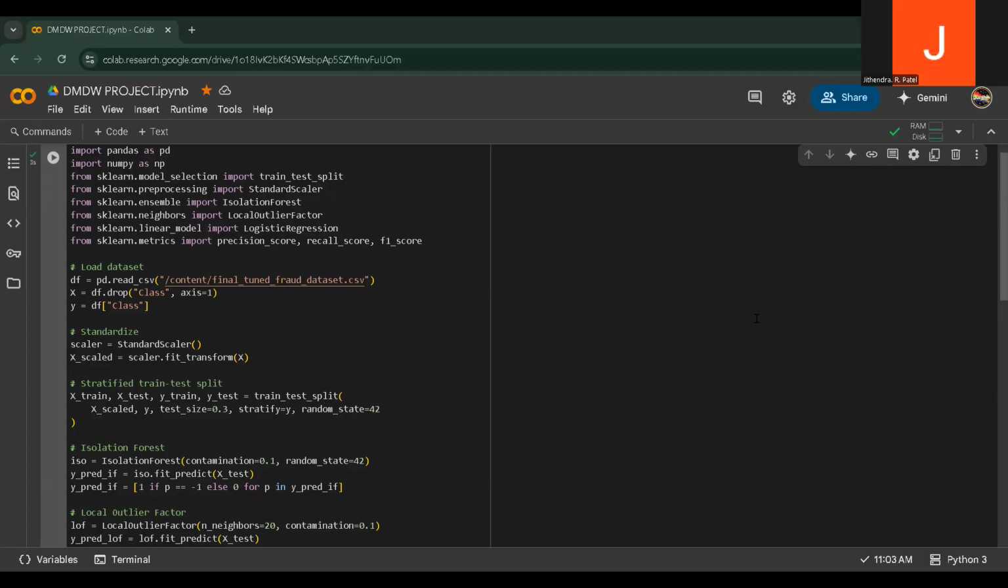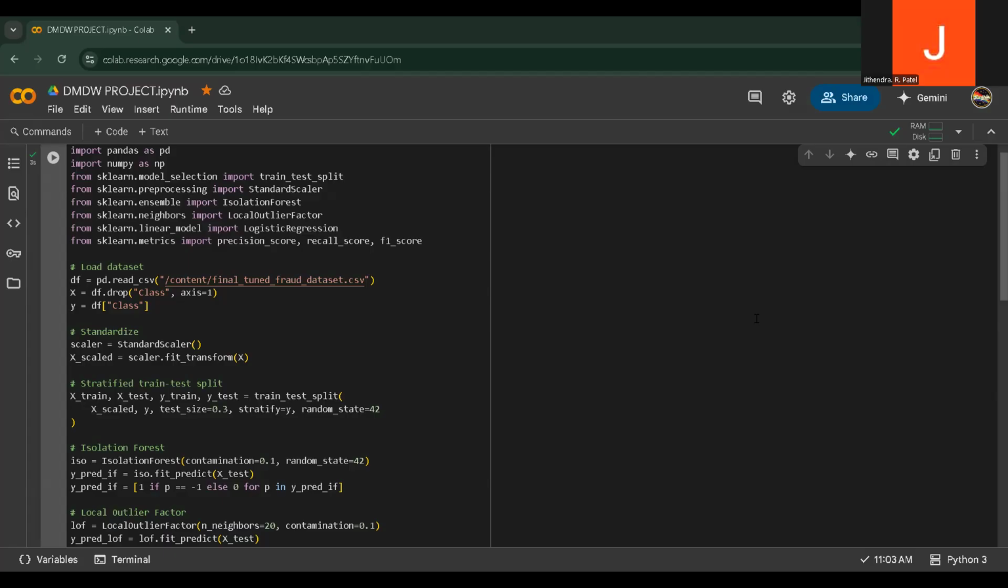Next is X_train, X_test, y_train, y_test = train_test_split(X_scaled, y, test_size=0.3, stratify=y, random_state=42). It splits the dataset into 70% training and 30% testing. It uses stratified sampling to maintain the same fraud to normal ratio in both the sets.